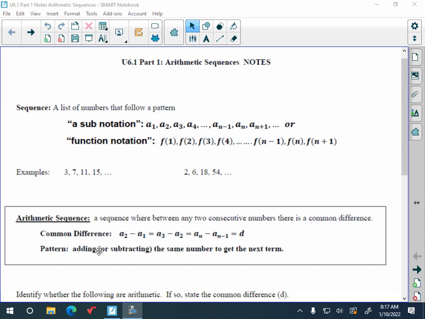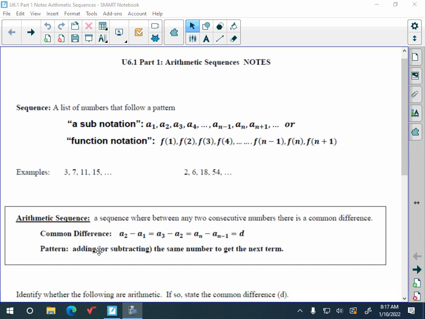So we can look at some examples of sequences here. This first example, 3, 7, 11, and 15. So 3 is the first term of the sequence, or we call that the A1 term. 7 is the second term, so we call that the A2 term, okay, second term, and so on. And so what we can do is go through this sequence and find what the pattern is, and then find the next term of the sequence.